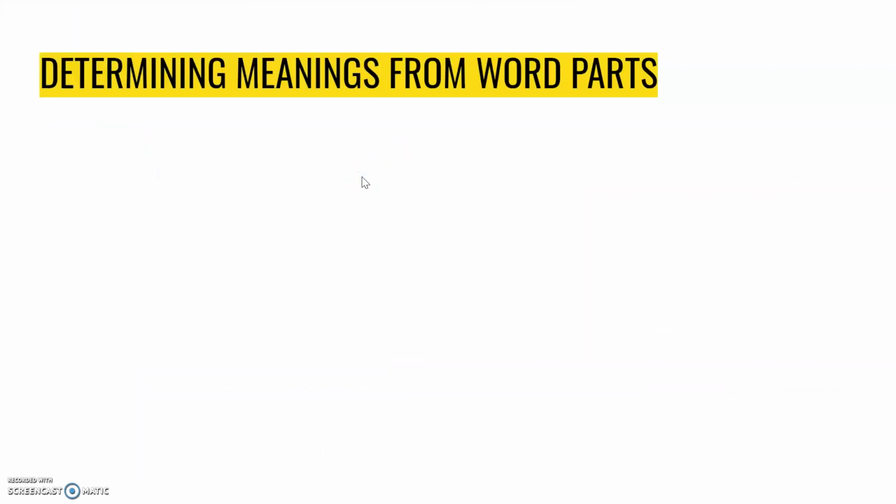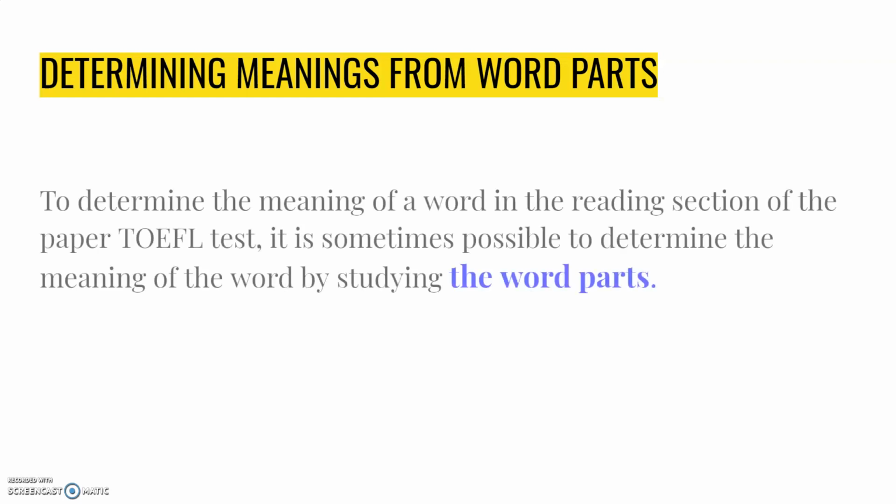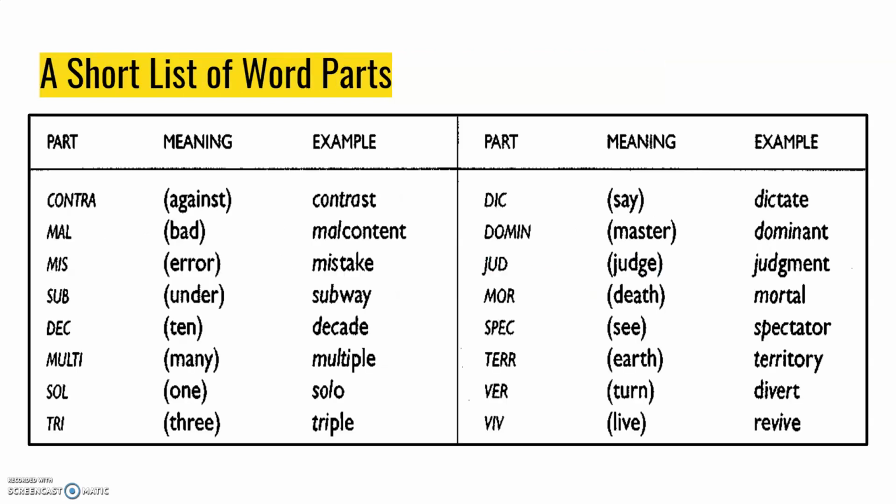So now the next is to answer vocabulary questions by determining meanings from word parts. To determine the meaning of a word in the reading section of the paper TOEFL test, it is sometimes possible to determine the meaning of the word by studying the word parts. What does it mean? This is a short list of word parts, just 4 examples for you. If you read a part of the word contra, for example in contrast, it means against.